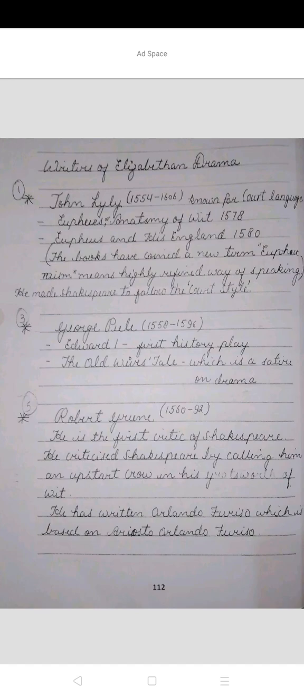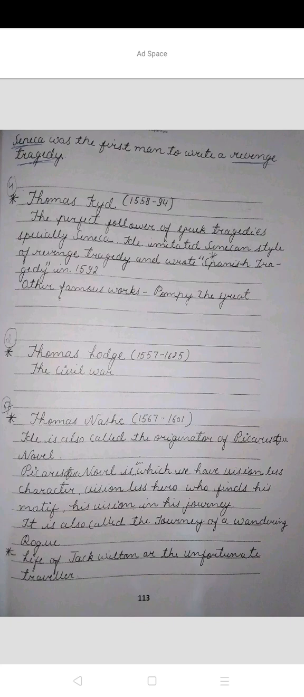Euphemism means a highly refined way of speaking. He made Shakespeare follow the court style. And the next writer is Thomas Lodge, whose time is 1557 to 1625. In this time, the Civil War began.